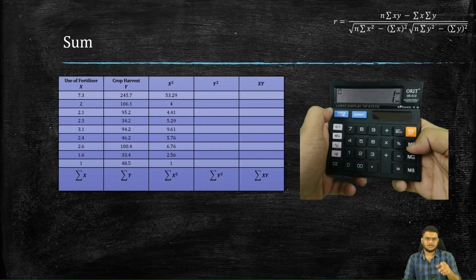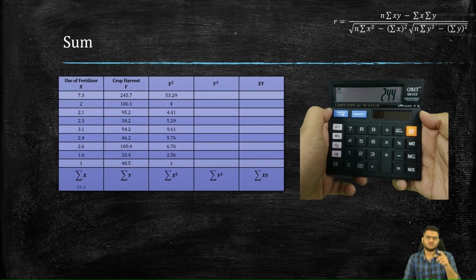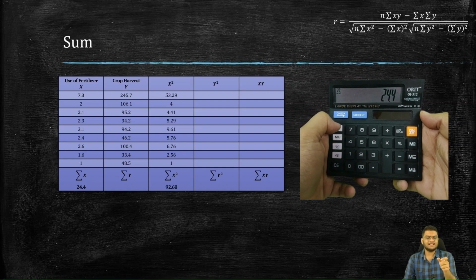Press the MRC button, you will get the sigma x value, that is 24.4, and press the GT button, you will get your sigma x square value, that is 92.68.